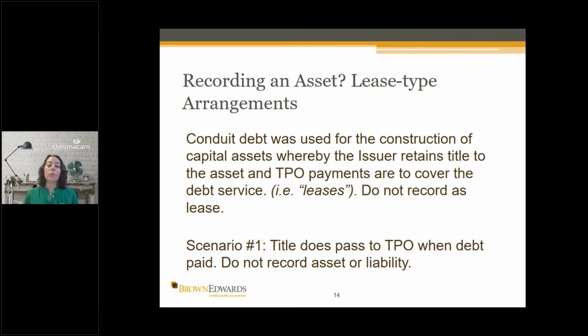So let's walk through a couple scenarios and see what the outcome is as to whether you record an asset or a liability. So scenario 1, title does pass to the third party when debt is paid. This is the example that we looked at earlier from Kentucky. Do not record asset or liability because it's going to pass to the third party.